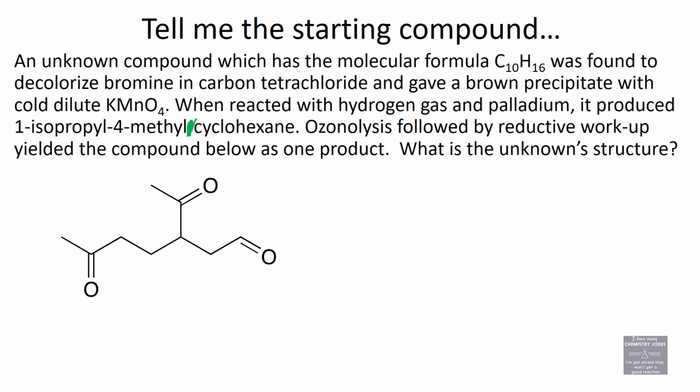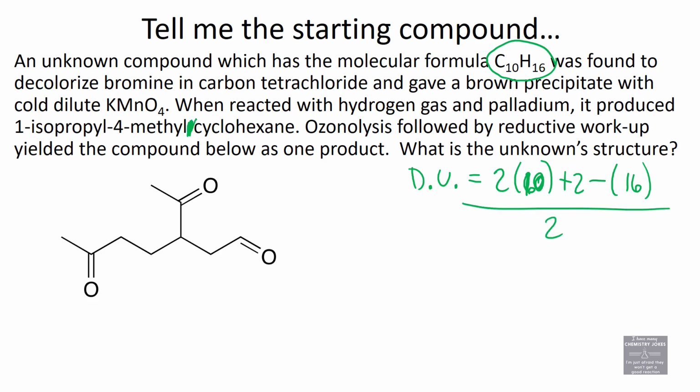Where to begin? I'm going to start, not that this is exactly where you should start, with the DU of that compound, the degrees of unsaturation, because that's going to tell me how many alkenes I have, potentially. 2 times the number of carbons, that's 10, plus 2, plus nitrogen, minus hydrogen, minus halogen, over 2. So it's 22 minus 16. We get a DU of 3.